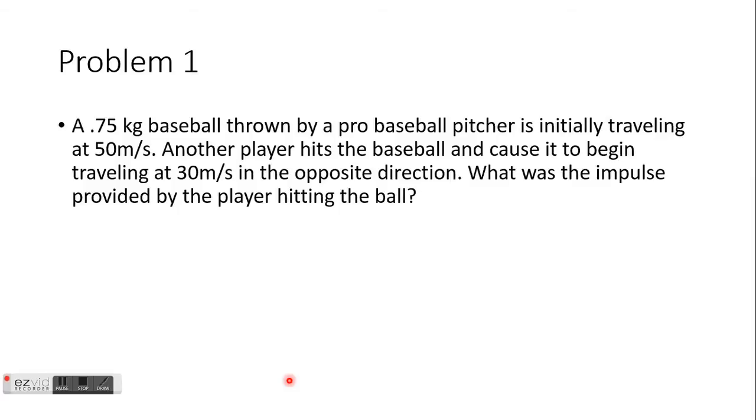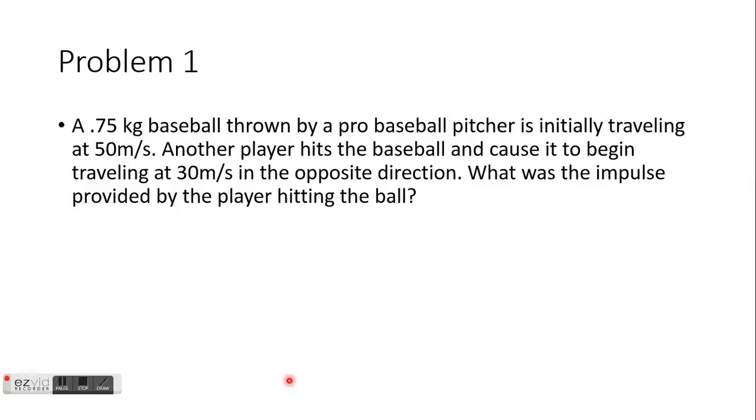Okay, so we're going to start working on problems, because the only way to really teach this is to work through problems. There's not a whole lot of theory behind it, it's just a lot of practicality. So a 0.75 kilogram baseball thrown by a pro baseball pitcher is initially traveling at 50 meters per second. That's like 100 miles per hour. Another player hits the baseball and causes it to begin traveling at 30 meters per second in the opposite direction. So big change in speed. So what is the impulse provided by the player hitting the ball?